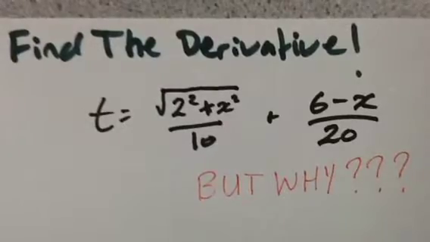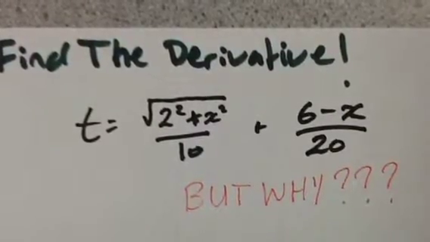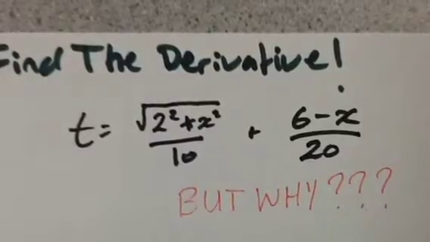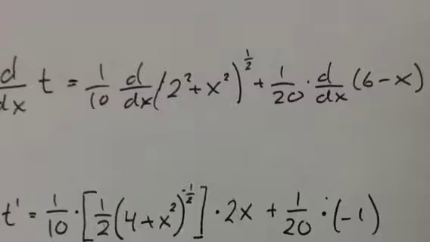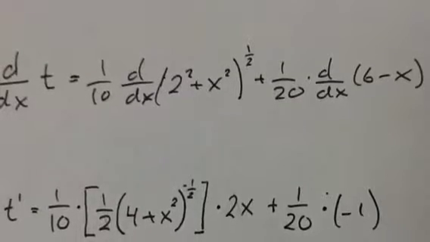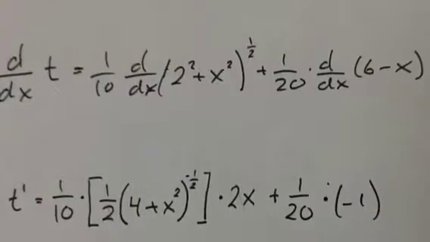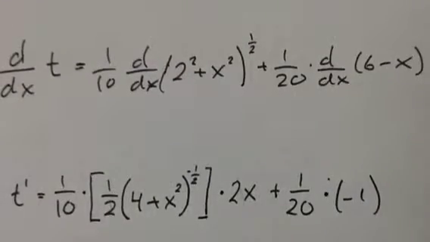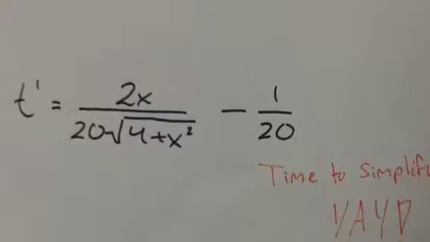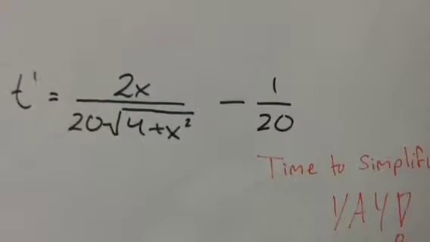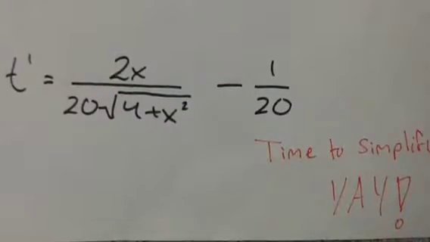Next, we have to find the derivative. But why? Because by finding the derivative, it will give us an equation that we can use to minimize the time and thus giving us the quickest route. 1 over 10 and 1 over 20 are constants, so we're going to derive the square root of 4 plus x squared using the chain rule, and we're going to derive 6 minus x. So our derivative is 2 times x over 20 times the square root of 4 plus x squared, all minus 1 over 20.